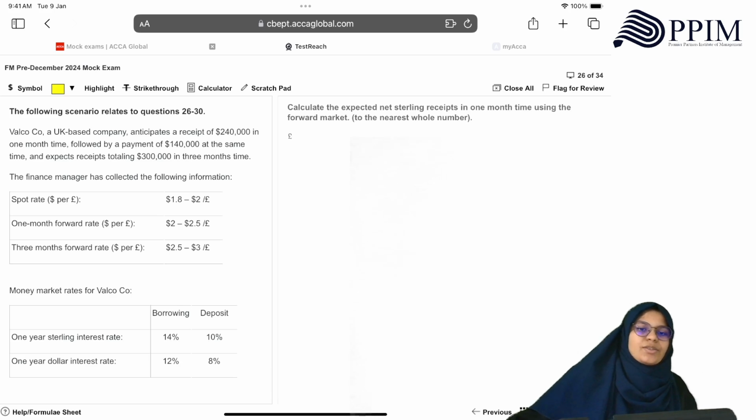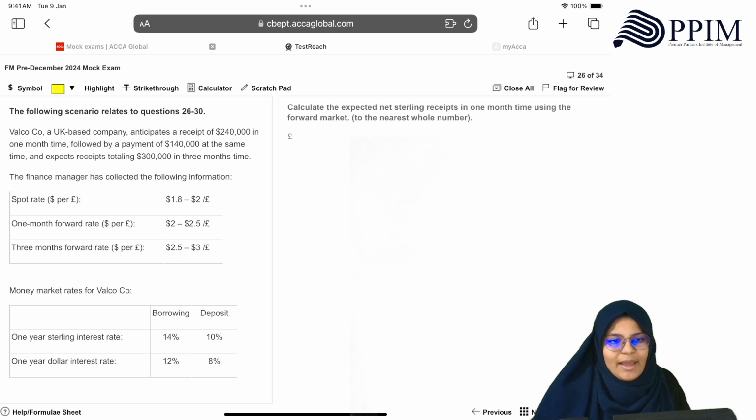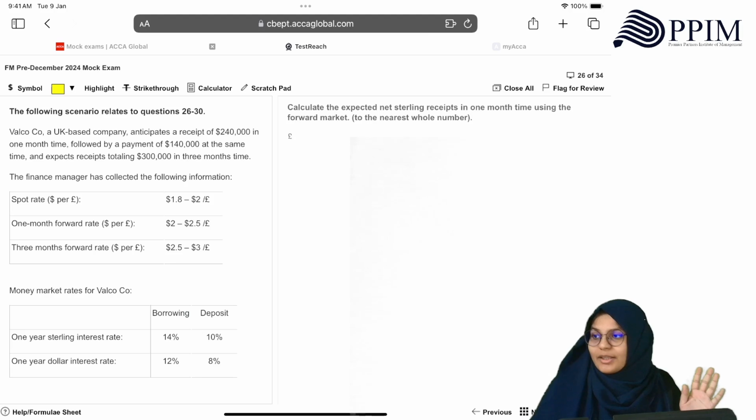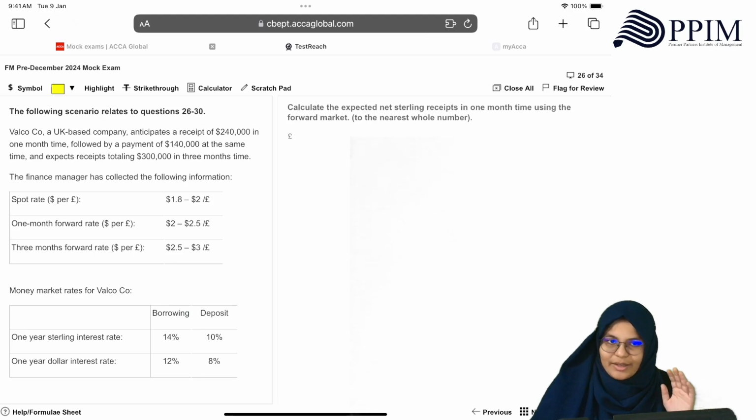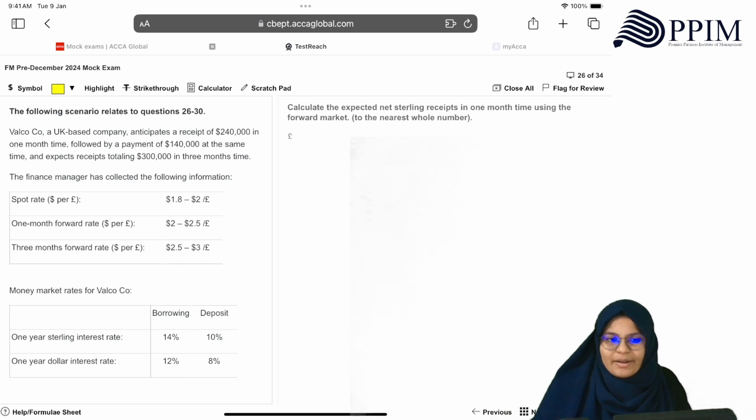Okay, so it says here, Velco company, a UK based company, anticipates a receipt of $240,000 in 1 month's time, followed by a payment of $140,000 at the same time. So you are going to get 240. We are based in the UK, so we are going to get foreign currency of 240, and we have to pay also $140. Whatever hedging we are going to do, we don't have to do for 240 separately and 140 separately. We can net it off first and do it for the remainder.